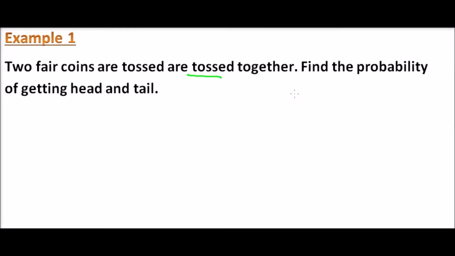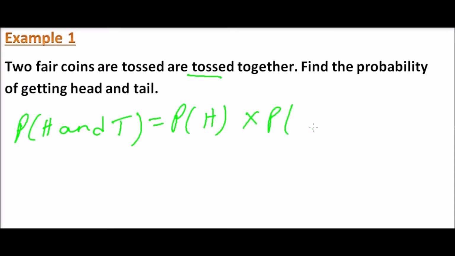When you toss two coins, these are independent events because the outcome of one does not affect the other. So we say the probability of getting a head and the tail. In independent events, we use the word and; in mutually exclusive events, we use or. So this is the probability of the head multiplied by the probability of getting the tail, which equals a half multiplied by a half, and this should give you 1 over 4.